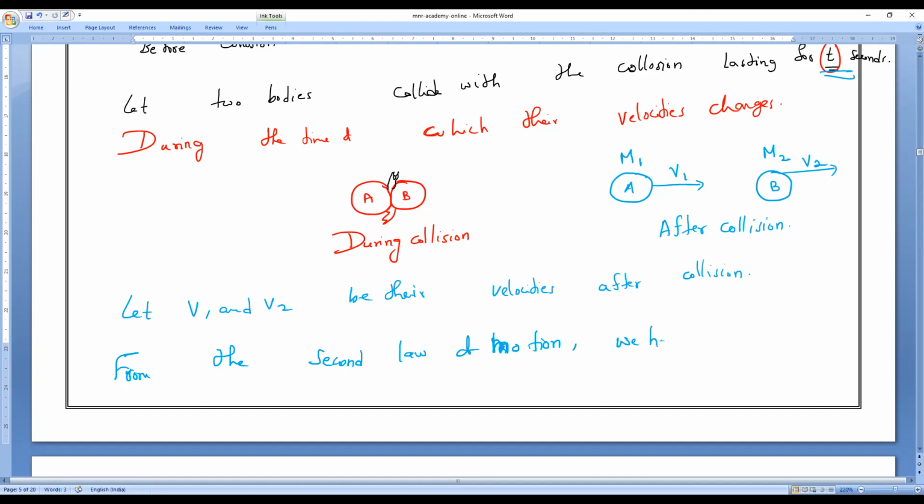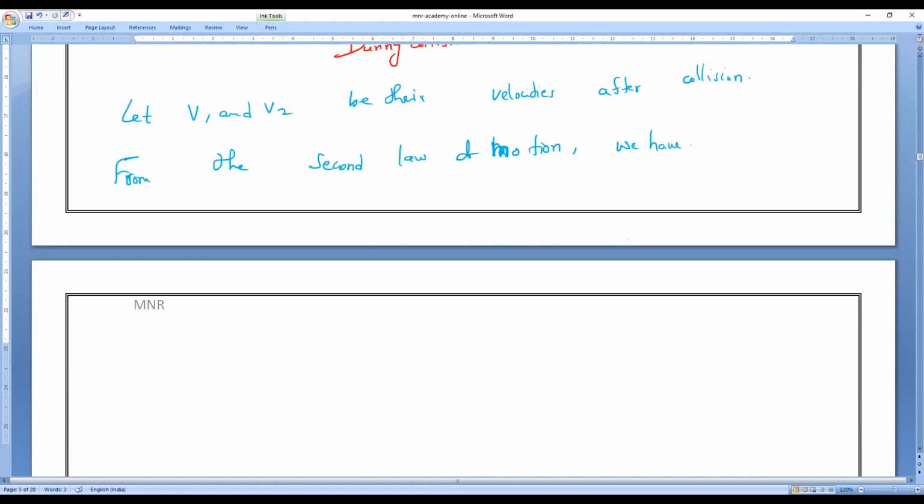So which second law is always valid? I told you, F is equal to delta P by delta T. This is the law which is always valid, but F equals MA is not valid every time. So be very careful.